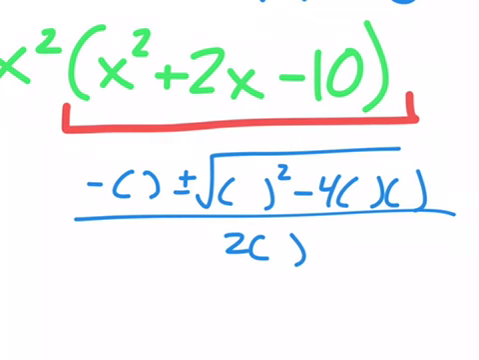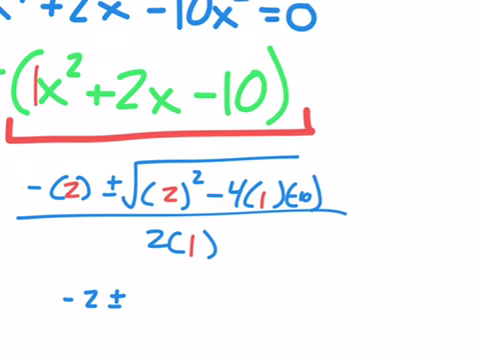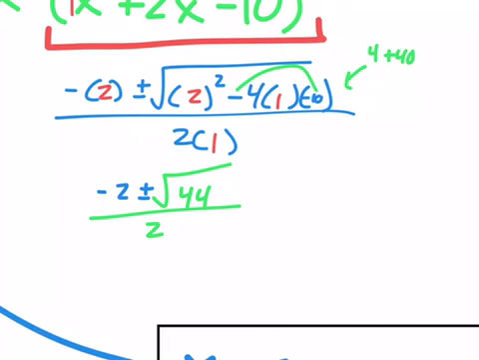Our b is 2. Our a is 1. And our c is a negative 10. Alright, so then simplifying, I have a negative 2 out in front, plus or minus, checking out what's underneath our square root here. We'll have a 2 squared is 4. Negative times negative is positive, so plus 40. So underneath we have the square root of 44 all over 2.